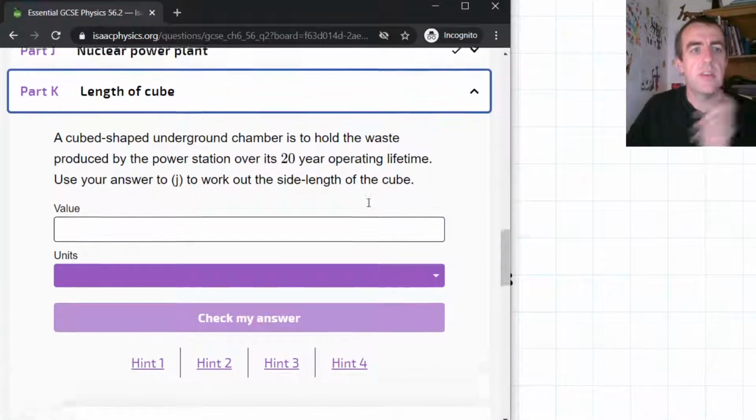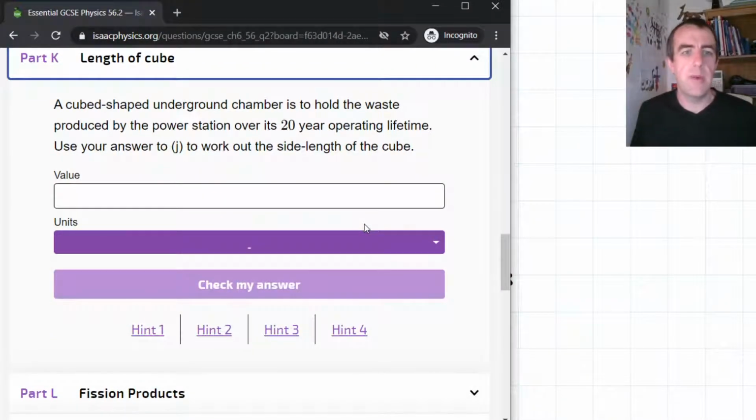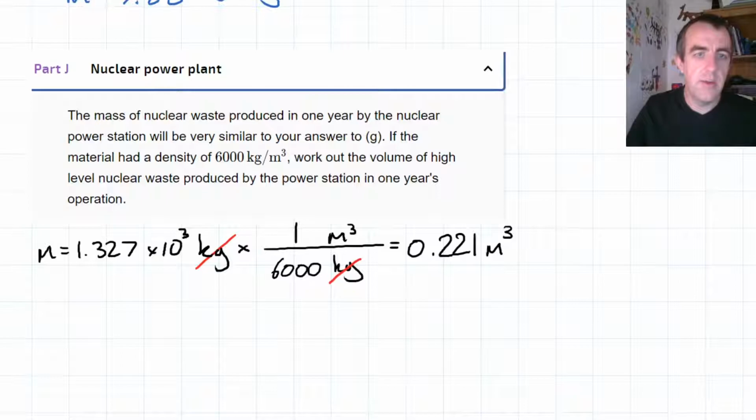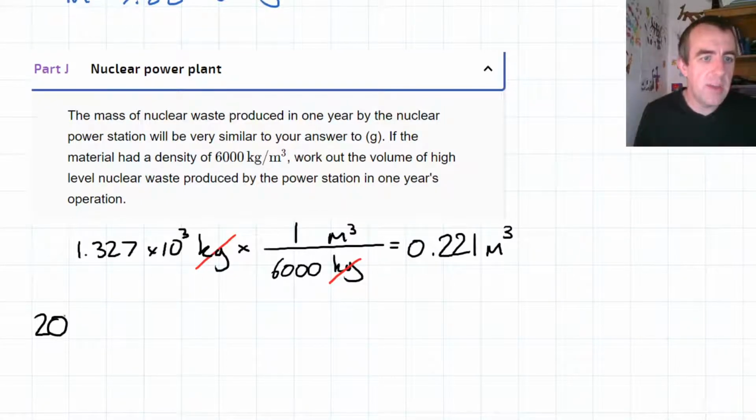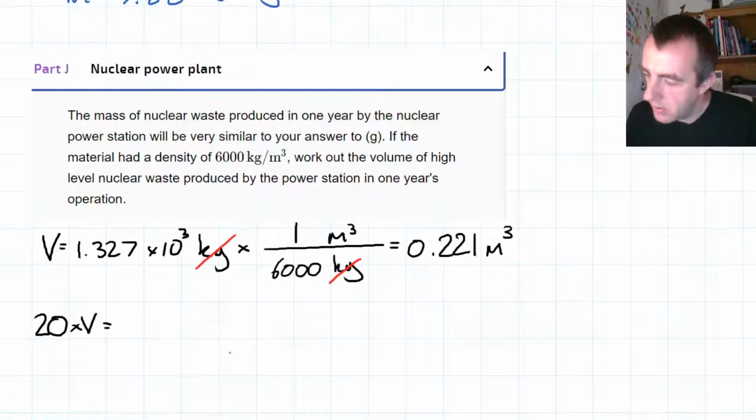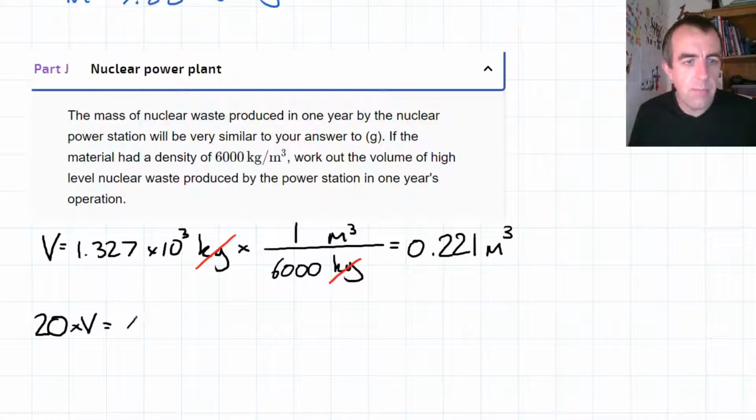It then says the cube-shaped underground chamber is to hold the waste from the power station over its 20-year operating lifetime. So we need 20 times that volume. Use your answer J to work out the length of the side of the cube. Okay. So we need 20 times that volume. I've got M written there, and that should say V. But anyway, I've got 20 times that volume. So 20 times V is going to be equal to 4.42. Did I really need a calculator for that? Cubic meters.